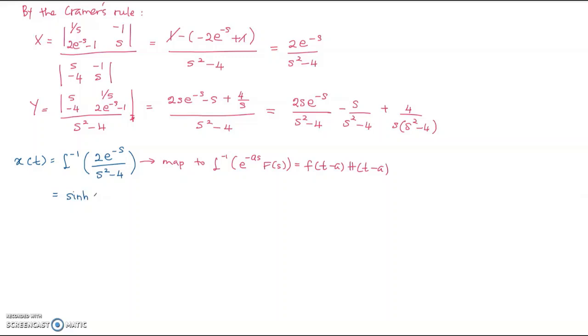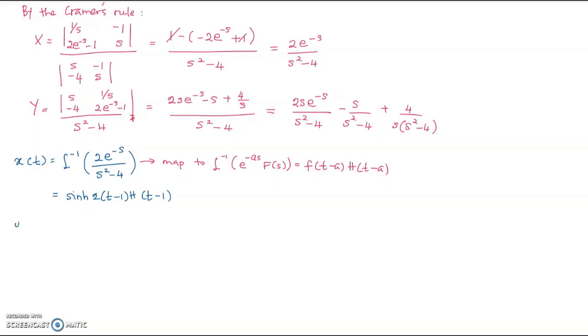This is sinh 2 of t minus 1, h of t minus 1. Because by the mapping we know that our a is 1. So the fs is 2 over s squared minus 4, which can be mapped to a over s squared minus a squared, which is sinh 2t. And so that is our xt.